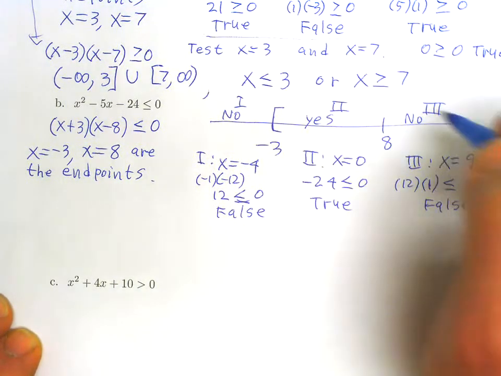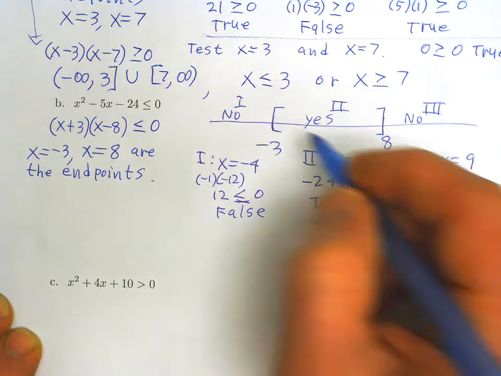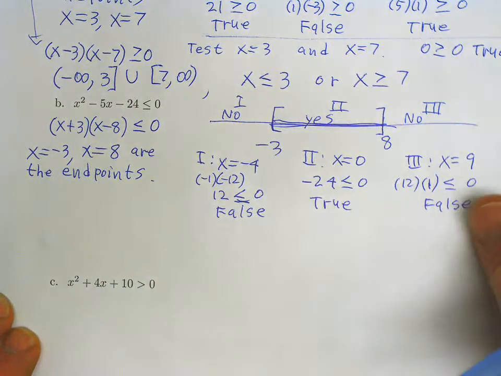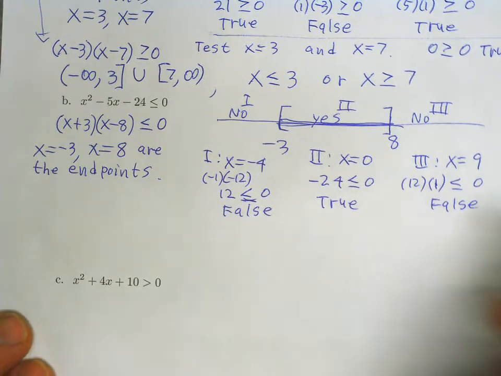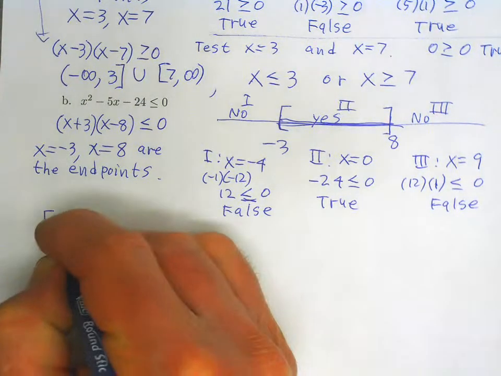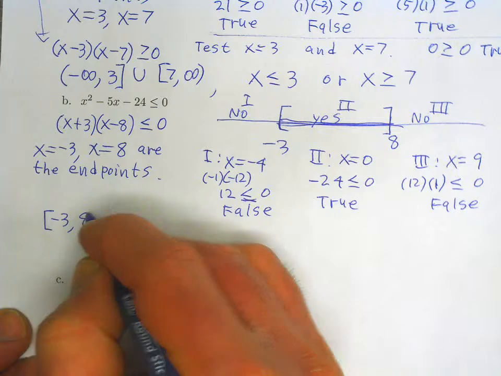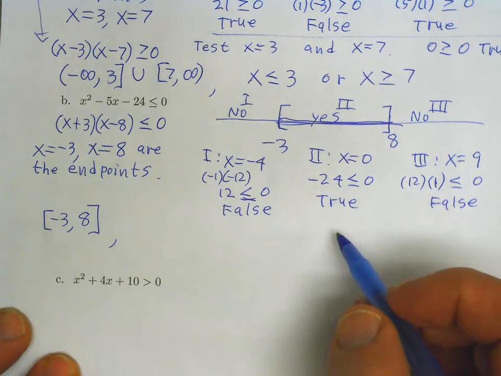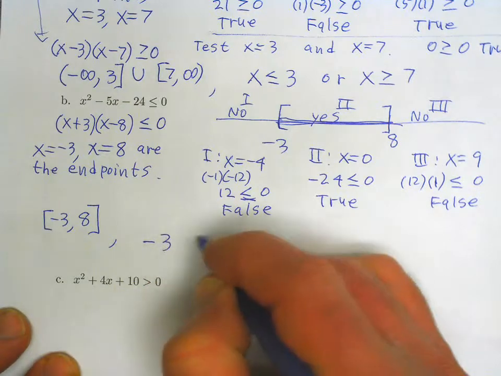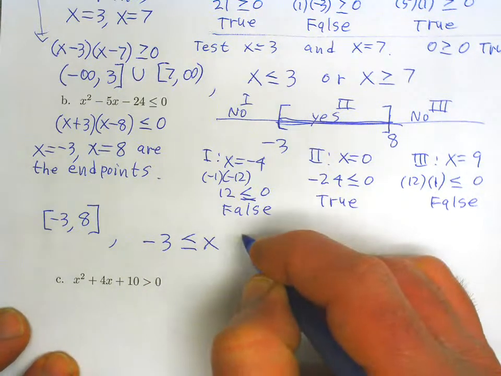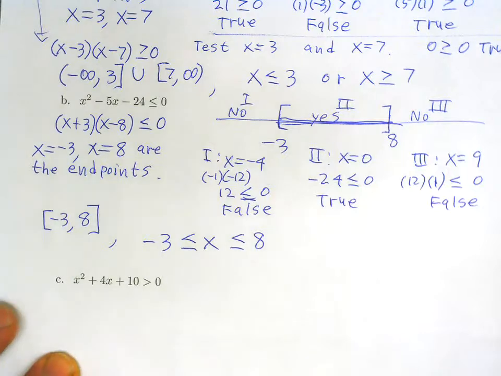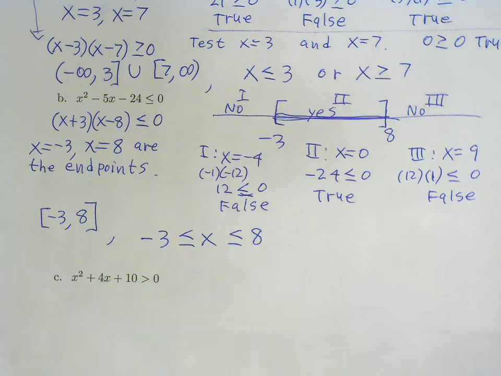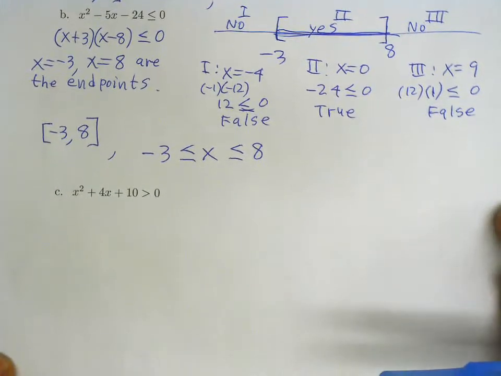So include the endpoints. Graphically, we put a bracket at negative 3 and at positive 8. And all the numbers from negative 3 to 8 are solutions. The interval notation is bracket negative 3 comma 8 bracket. And then the algebraic notation, negative 3 is less than or equal to x, which is less than or equal to 8. Okay, one more quadratic inequality.